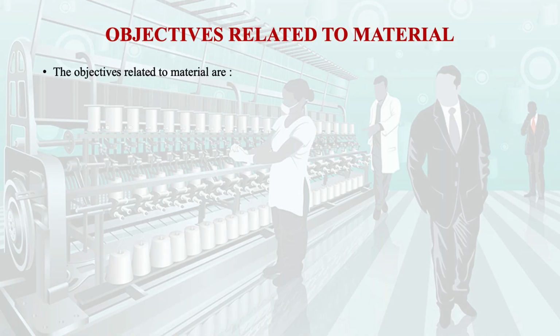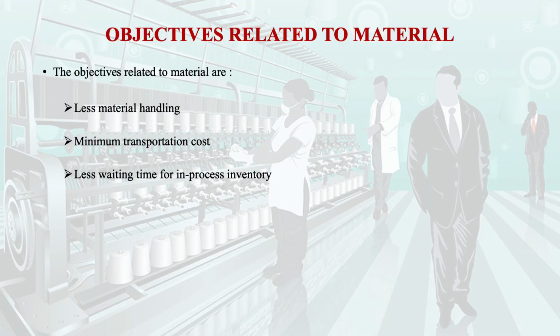For example, if we take the objectives related to material, then our topmost objective should be minimization of material handling, or less amount of material handling on the shop floor. Second is minimum transportation cost. When we are talking about transportation, it means the transportation between two workstations. Third one is less waiting time for in-process inventory.